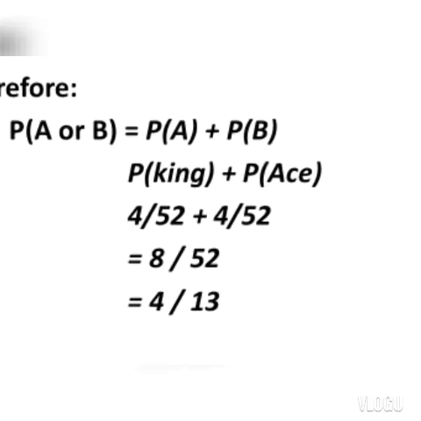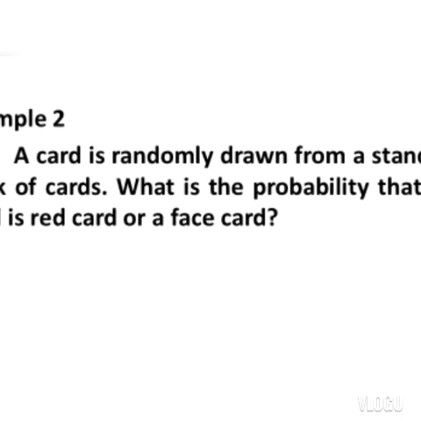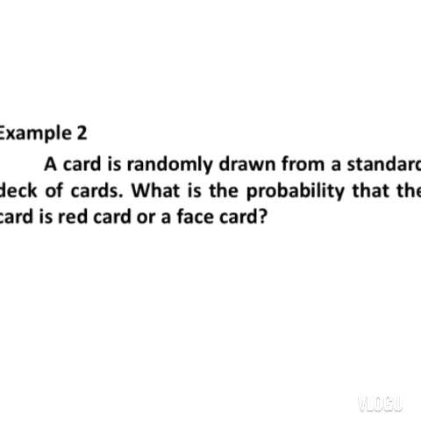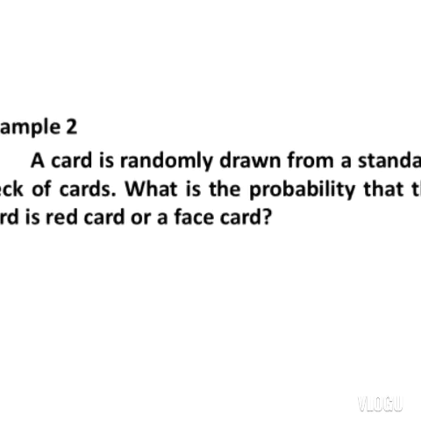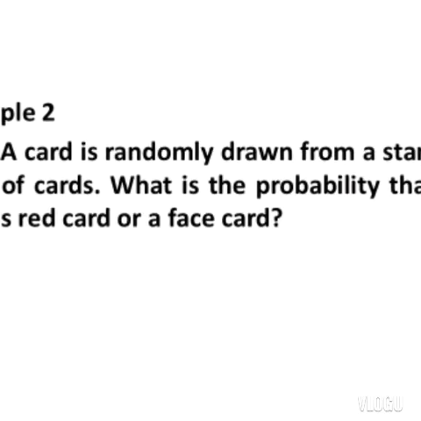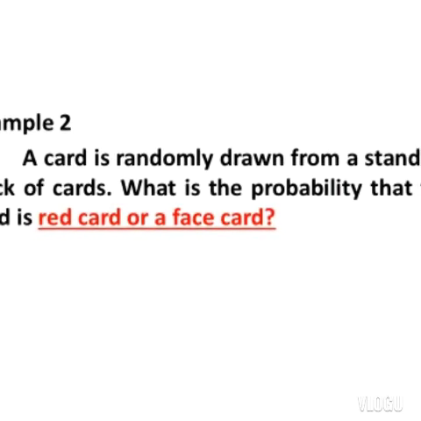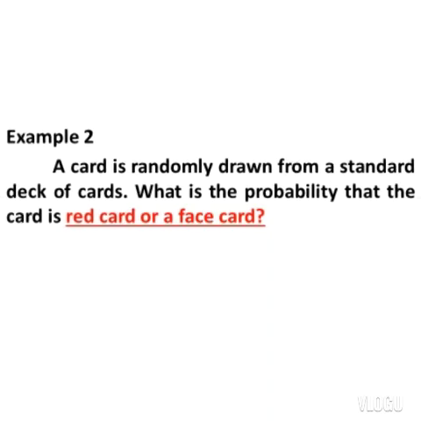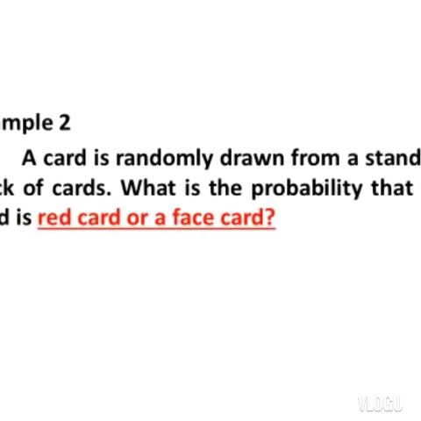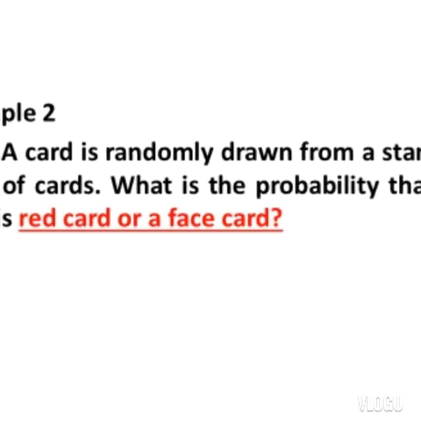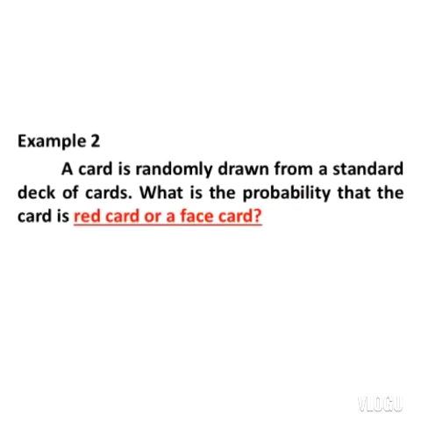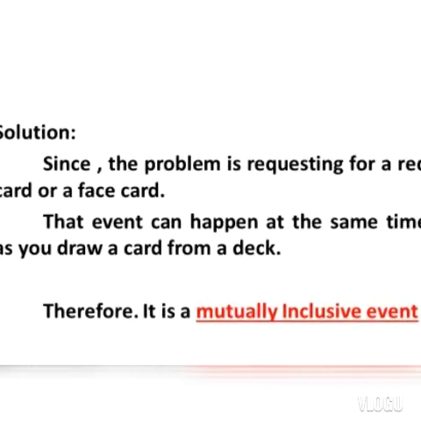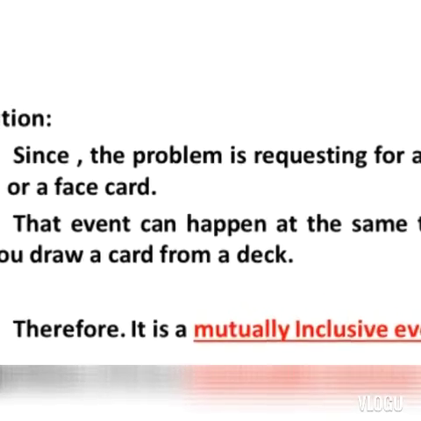Got it? For our second example, a card is randomly drawn from a standard deck of cards. What is the probability that the card is a red card or a face card? Same process that we are going to apply in this problem is to think if the events that will happen are mutually inclusive or mutually exclusive. If we select a card from a standard deck, is it possible that we can get a red card or a face card at the same time? Yes, it is. Therefore, we can conclude that this problem is a mutually inclusive event in which the events can happen at the same time as we draw a card from a standard deck.